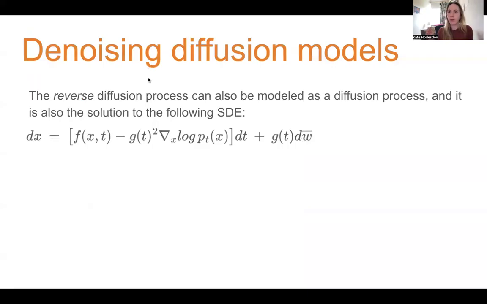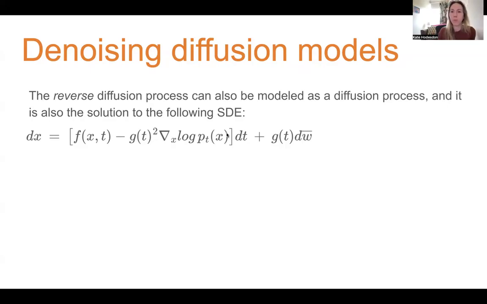Okay, so the key insight that lets us do denoising diffusion models is that the reverse diffusion process, the backwards process that denoises, is also a diffusion process, and it can also be modeled as an SDE. So here is a general form. W bar is Brownian motion in the reverse time direction.